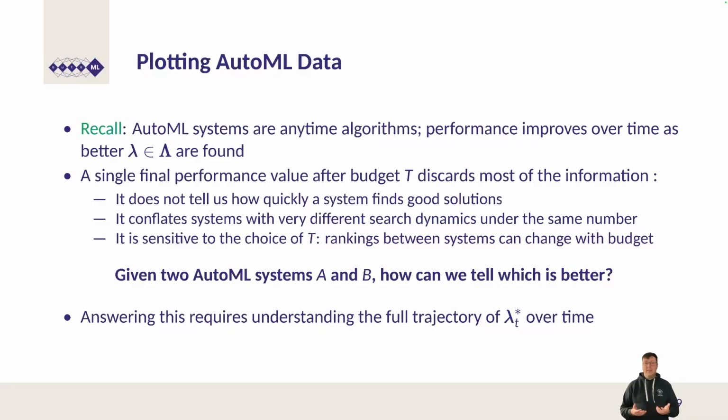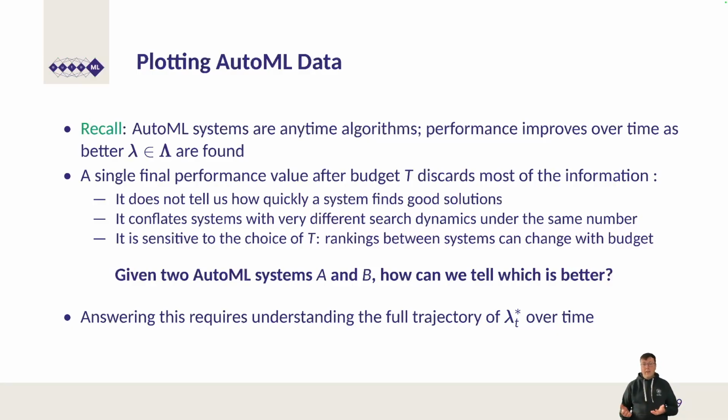The most natural summary of a system's performance is a single final value, the risk of the incumbent after the full search budget T has been depleted. This is simple to compute and easy to report in a table, but it discards almost everything interesting about the system's behavior. Consider what a single final value cannot tell you.